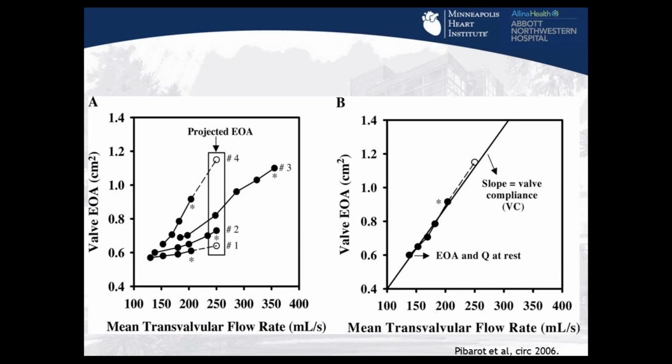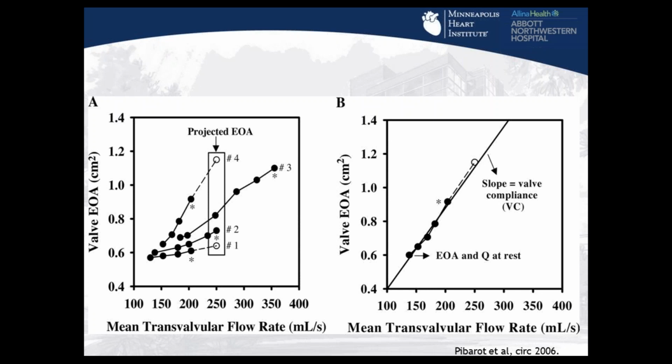There is some data about projecting the valve area. This came out in 2006, and it's also Canadian data. What this paper showed is that there is a linear correlation between the flow rate and the valve area. So if you have the valve area at two different flow rates, even if you don't normalize the flow, you can draw a valve compliance line. You can project what your valve area would have been had you improved your flow all the way back to normal.